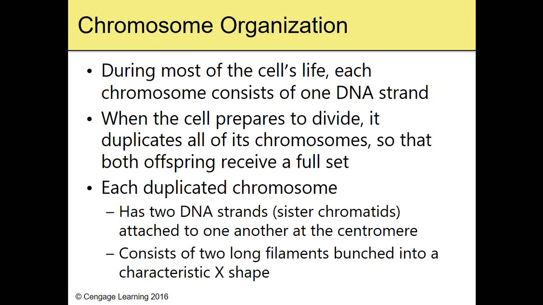During most of the cell's life, when it's just doing its thing, when it's being a bone cell, a nerve cell, a skin cell or whatever, the chromosome consists of just one DNA strand. You only really see the chromosomes condense down during cell replication. When the cell is preparing to divide, it's going to duplicate all of its chromosomes so that it can separate one set of chromosomes into one of the offspring and one set into the other, so that each new resultant cell will have a full set of chromosomes.